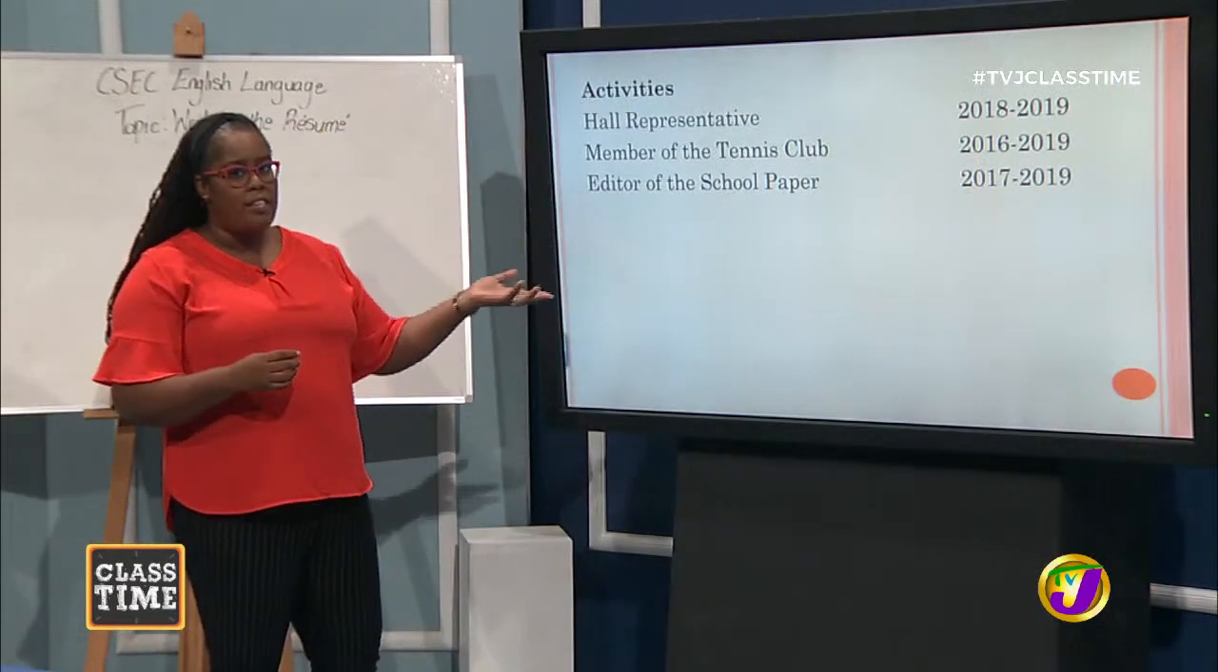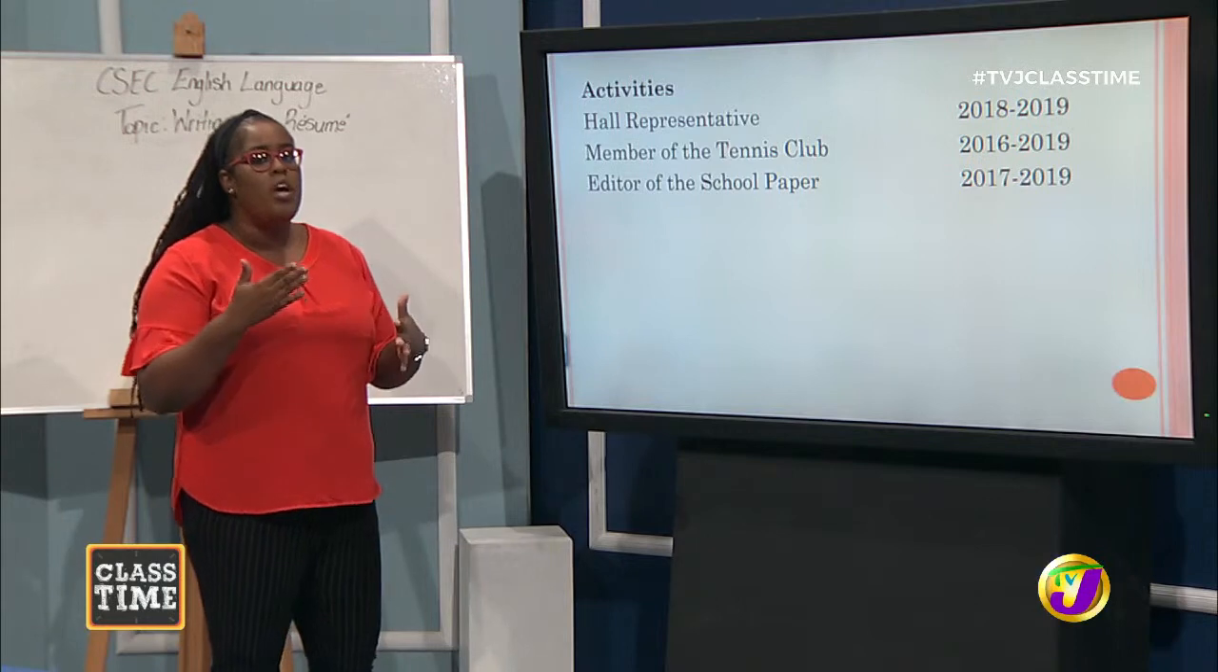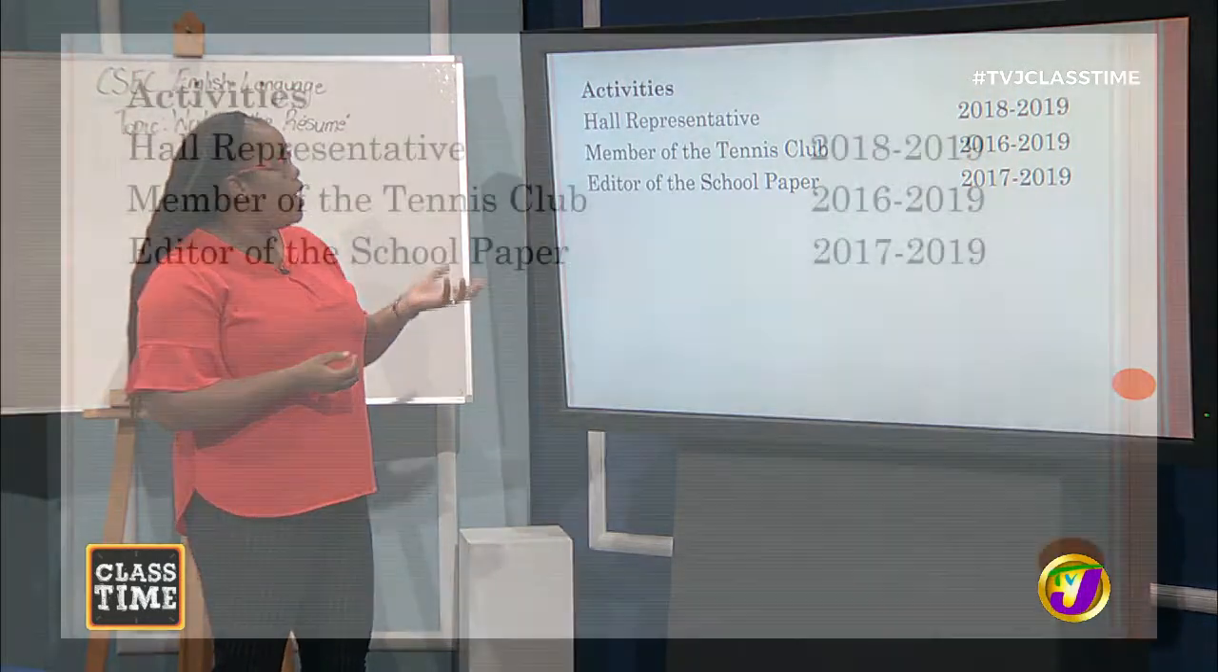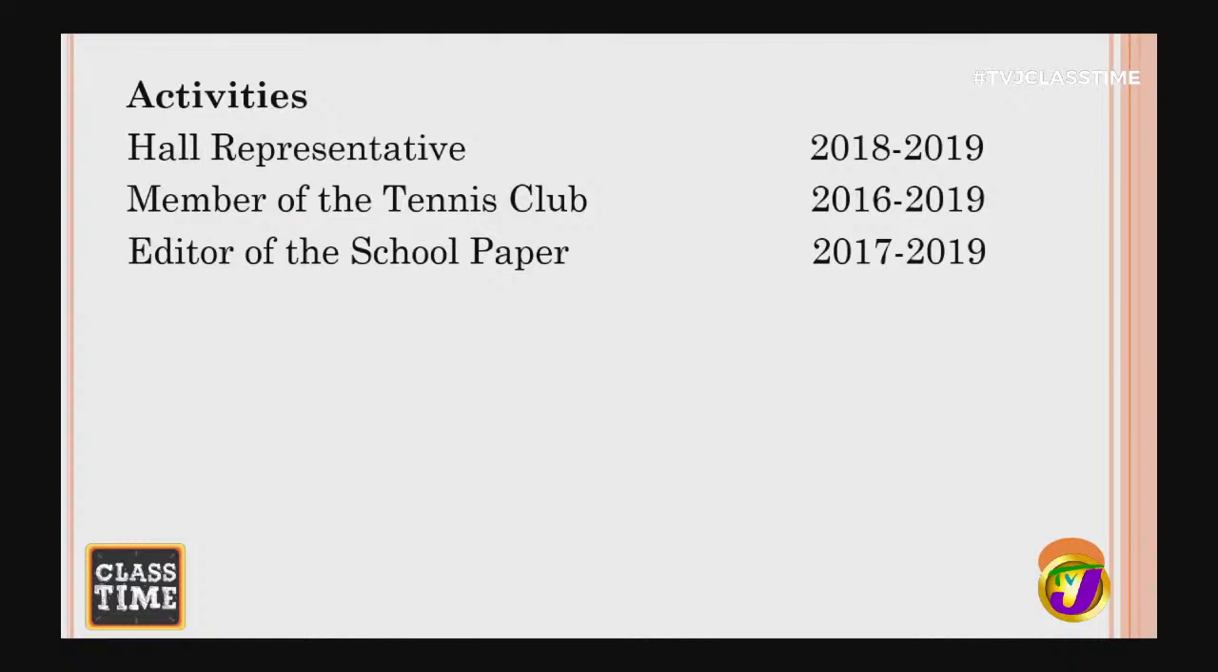All right, an example of how you would structure the activities section of your resume. So the heading is there: Activities. Hall representative, 2018 to 2019. So remember, include the dates. They want to see the dates. Member of the tennis club, 2016 to 2019. Editor of the school paper, 2017 to 2019.